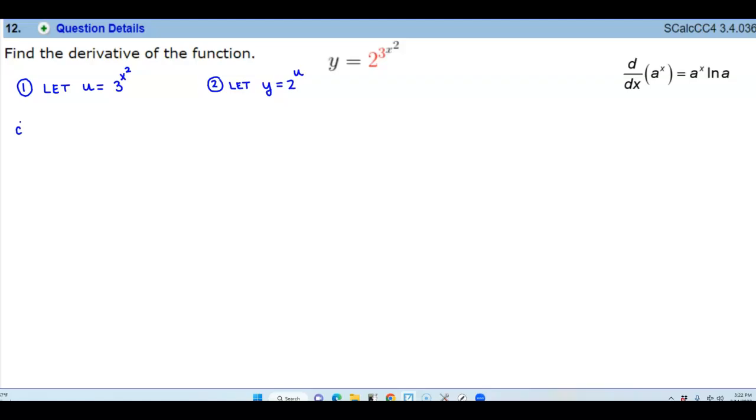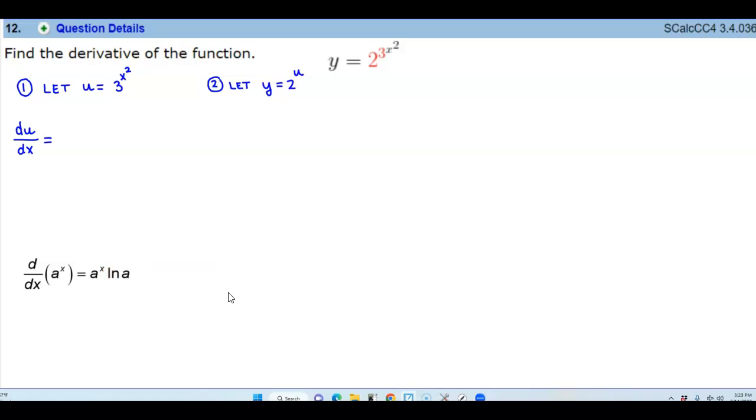Okay, now in step number 1, we want to find the derivative of u with respect to x. In order to do that, we have to use our definition of the derivative of a to the x, which equals a to the x times the natural log of a. Now the difference here is that this x is now x squared, so we need to use the chain rule to find the derivative of that as well. So what we're going to do is first write the definition.